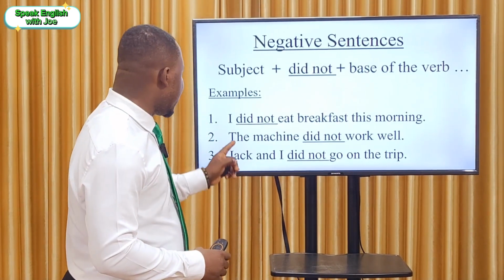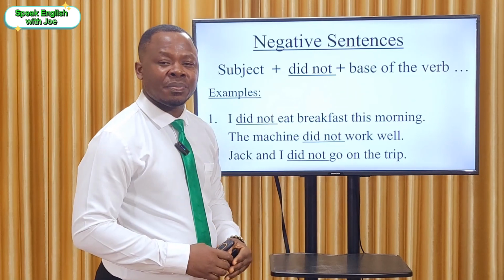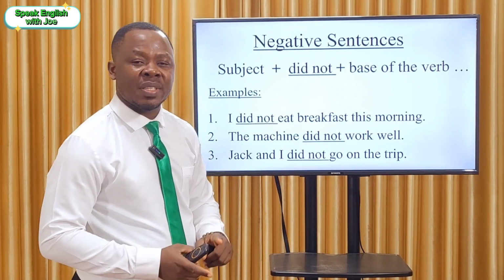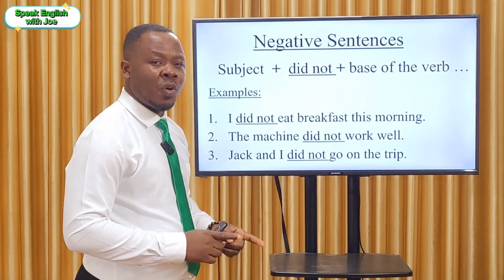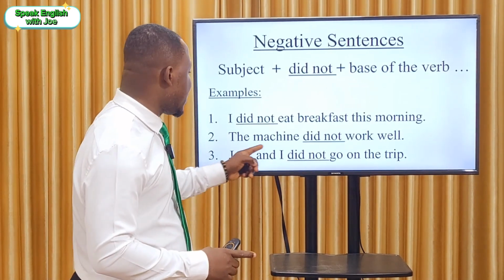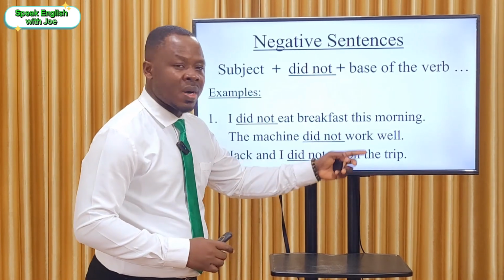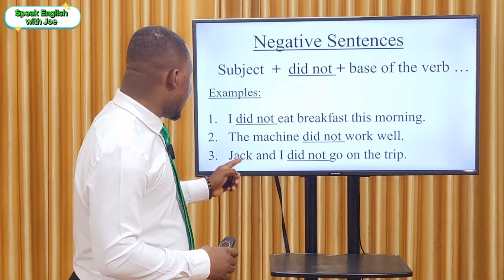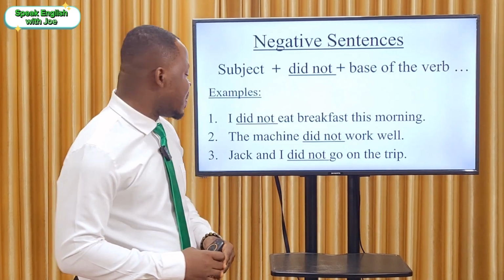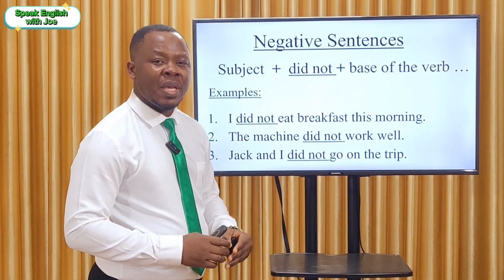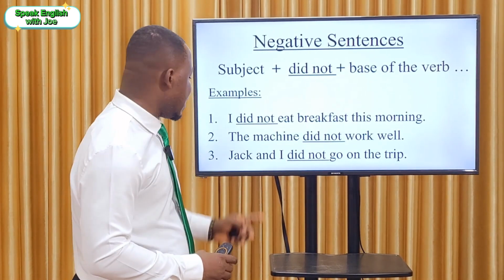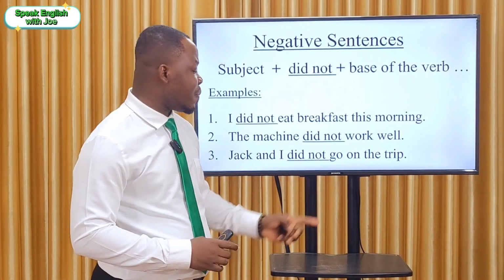And number two, the machine did not work well. In this sentence, the subject is the machine, and the subjective pronoun for the machine is it. And the base form of the verb is work. So we put did not between the subject, the machine, and the base form of the verb work. Number three, Jack and I did not go on the trip. In this sentence, the subject is Jack and I, and the base form of the verb is go. So we put did not between the subject, Jack and I, and the base form of the verb go.